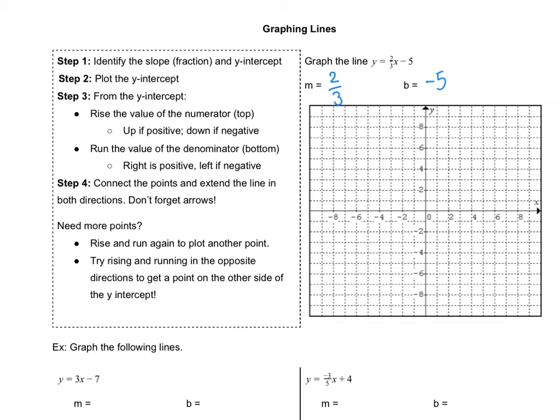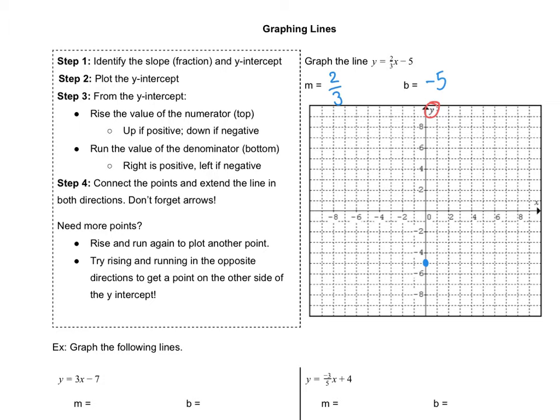From here, now that we've identified everything, let's go ahead and plot the y-intercept, because right away, that's a coordinate that we know on our line. So the y-axis is the vertical. So I go down to negative 5, and there we are.